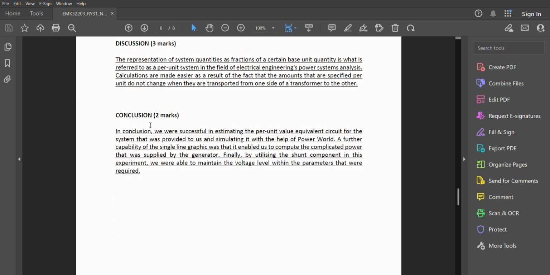In conclusion, we were successful in estimating the per unit value equivalent circuit for the system provided to us and simulating it with the help of PowerWorld. A further capability of the single line diagram was that it enabled us to compute the complex power supplied by the generator. Finally, by utilizing the shunt component in this experiment, we were able to maintain the voltage level within the required parameters.